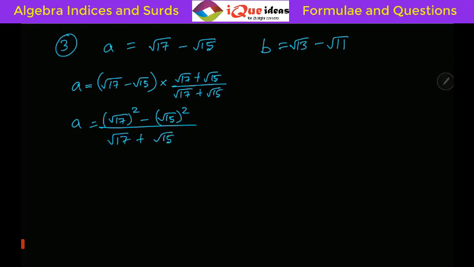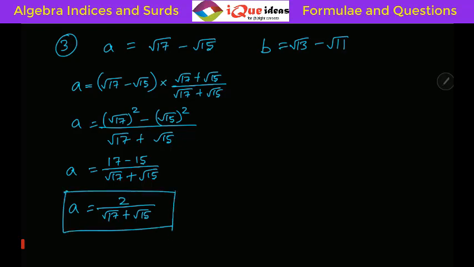I repeat, whenever there is a minus sign, you simply multiply by the conjugate in numerator and denominator. So in the numerator, we will have 17 minus 15, divided by a denominator of root 17 plus root 15. The purpose is to get an irrational number with a plus sign. So A is equal to 2 divided by root 17 plus root 15. Right? So here in the denominator, we have an irrational number which has a plus sign in it. Alright? And the numerator is 2.